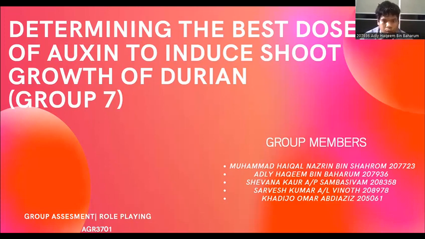Dr. Shima, today our group 7 will present determining the best dose of auxin to induce shoot growth of durian for test 2 agriculture biometry. And the group members are Muhammad Haiqal Nazrin, Adly Haqeem, Shevana Kaur, Sarvesh Kumar, and also Khadijah.